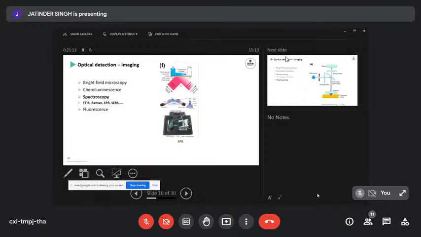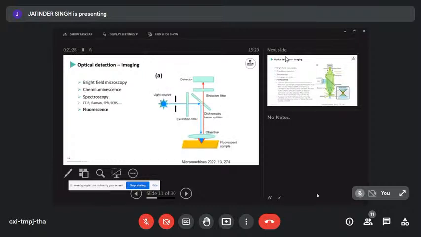Spectroscopy, so the FTIR, Raman, SPR, SIRS, all have been done in microfluidic devices. And of course, in addition to our bright field microscope, if we put an excitation and emission filter, a little fluorescence block in our microscope, we can do fluorescence imaging as well. The principle is exactly the same. The only reason I put this in is it allows you to understand the confocal system as well.